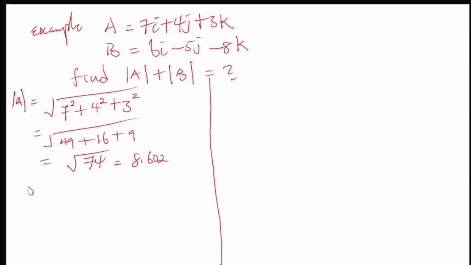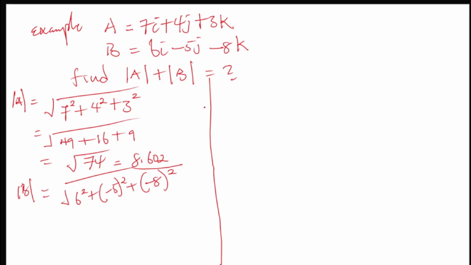Now, the next thing is to get vector B. The magnitude of B will simply be the square root of 6 square plus, in brackets, minus 5, all square, plus, in brackets, minus 8, minus 8 all square, right? So what happens there is you are taking the square of this, so the minus will basically cancel out.